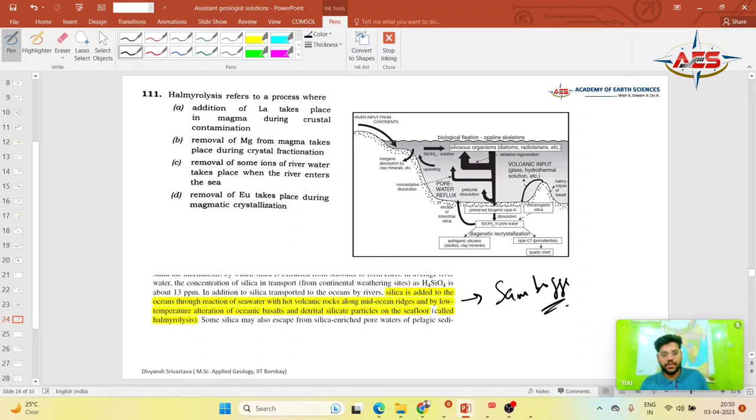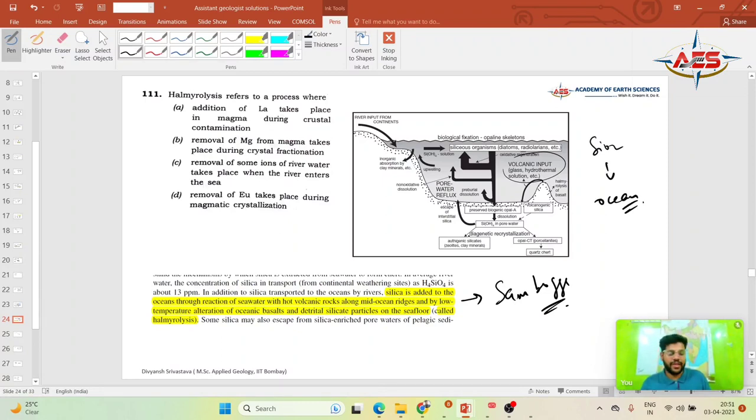Silica will come either through reverse weathering, or through exchange between the rocks present on the ocean floor and the sea water. Now look at this diagram, there is basalt. This is a hydrothermal vent, which is ultimately made up of basalt only. So here exchange of elements is going on, and because of this, SiO2 is being added to the ocean.